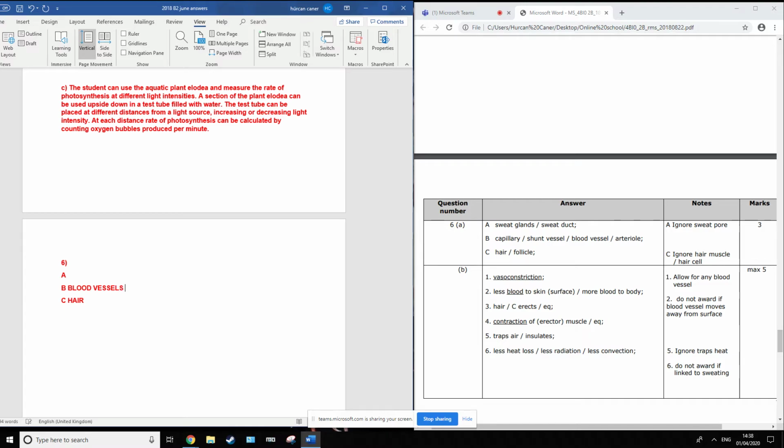Can I say capillary? Or capillaries, you can say that. Capillaries are blood vessels anyhow. And A is the sweat glands. Or you can say ducts. Or sweat duct.